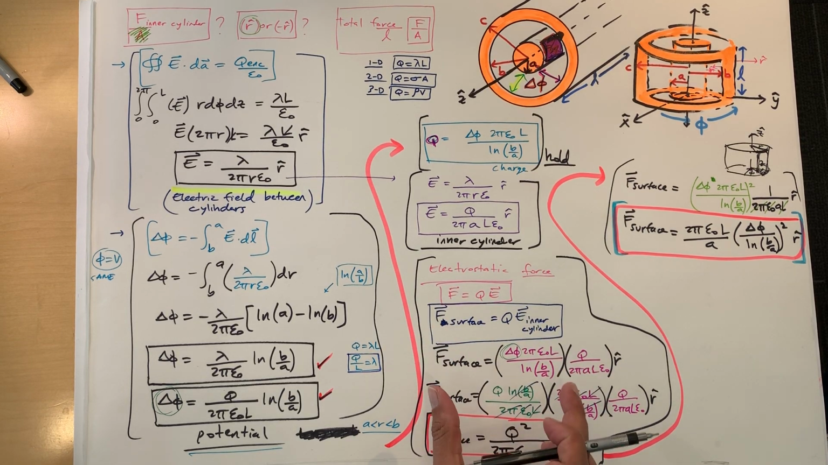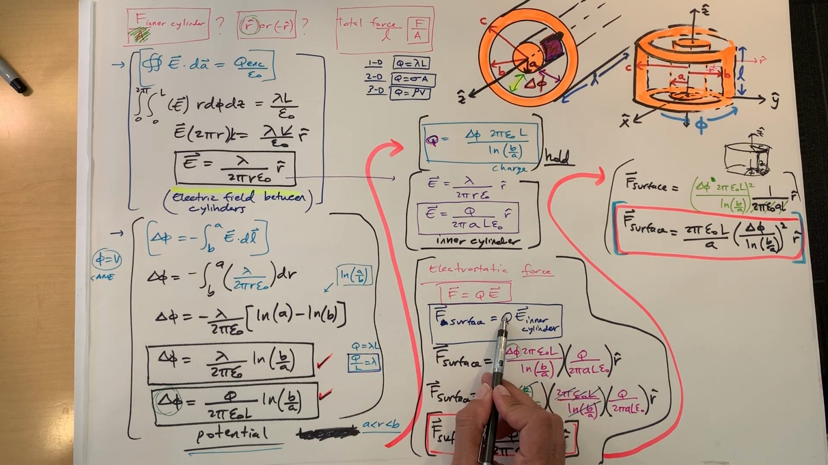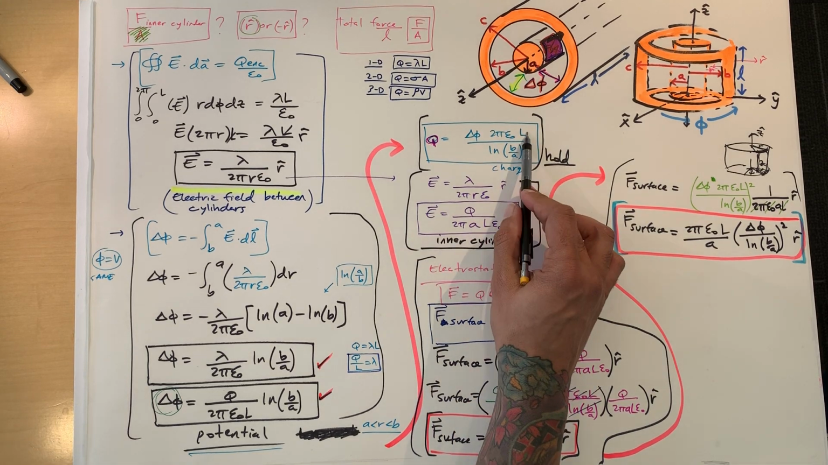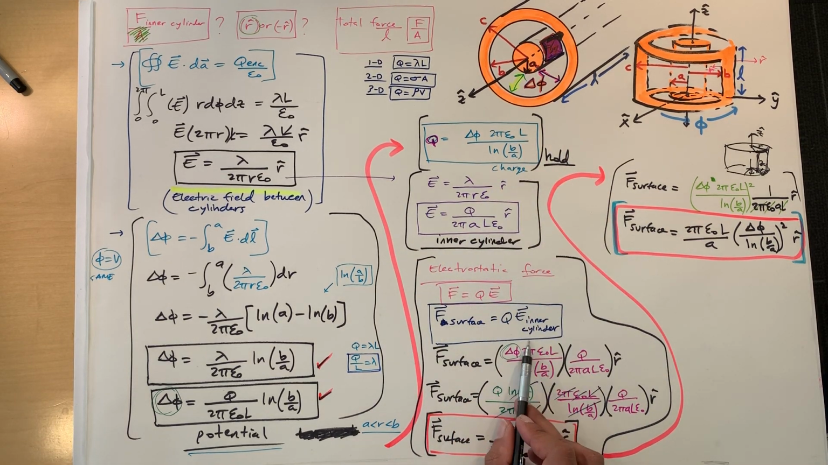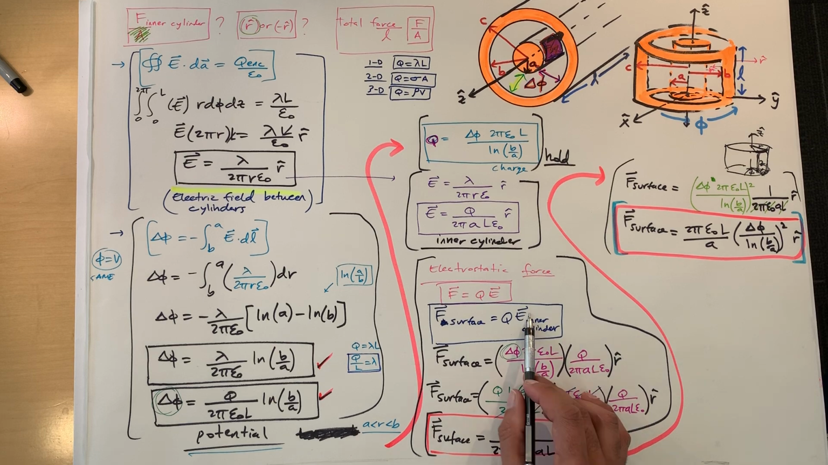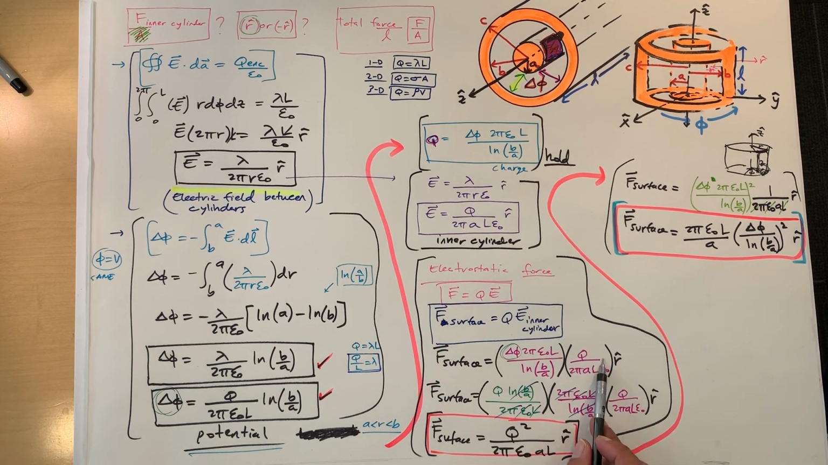So replacing Q with what we have here, we got this, and then we got the electric field of the inner cylinder here. We have these epsilon naughts cancel out, right?